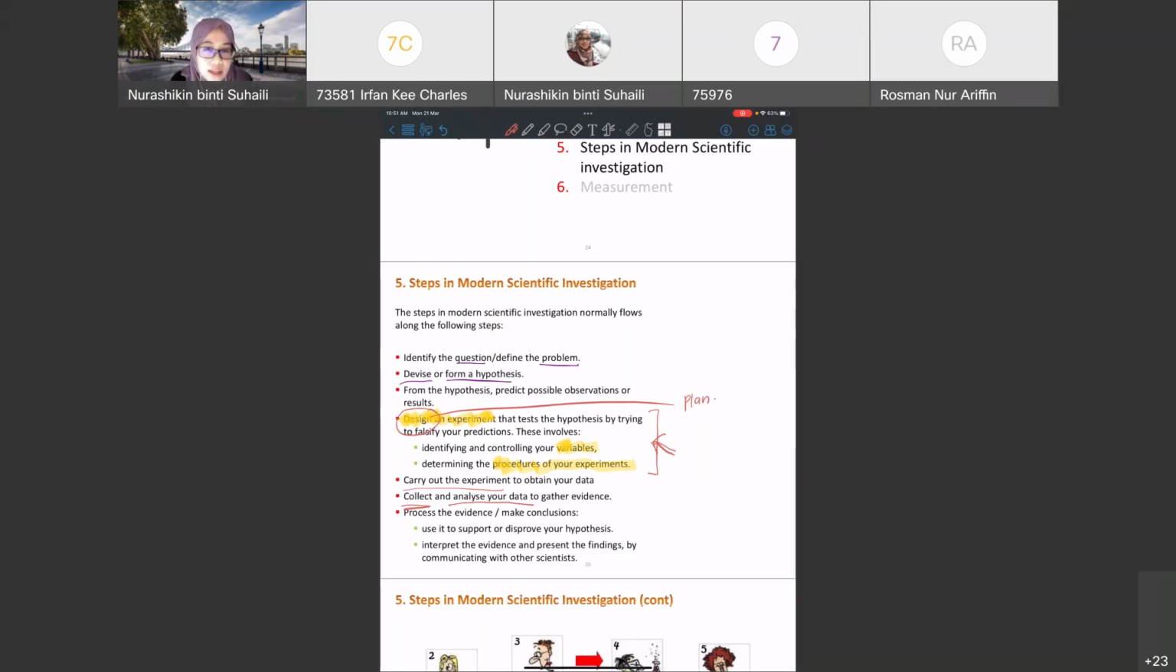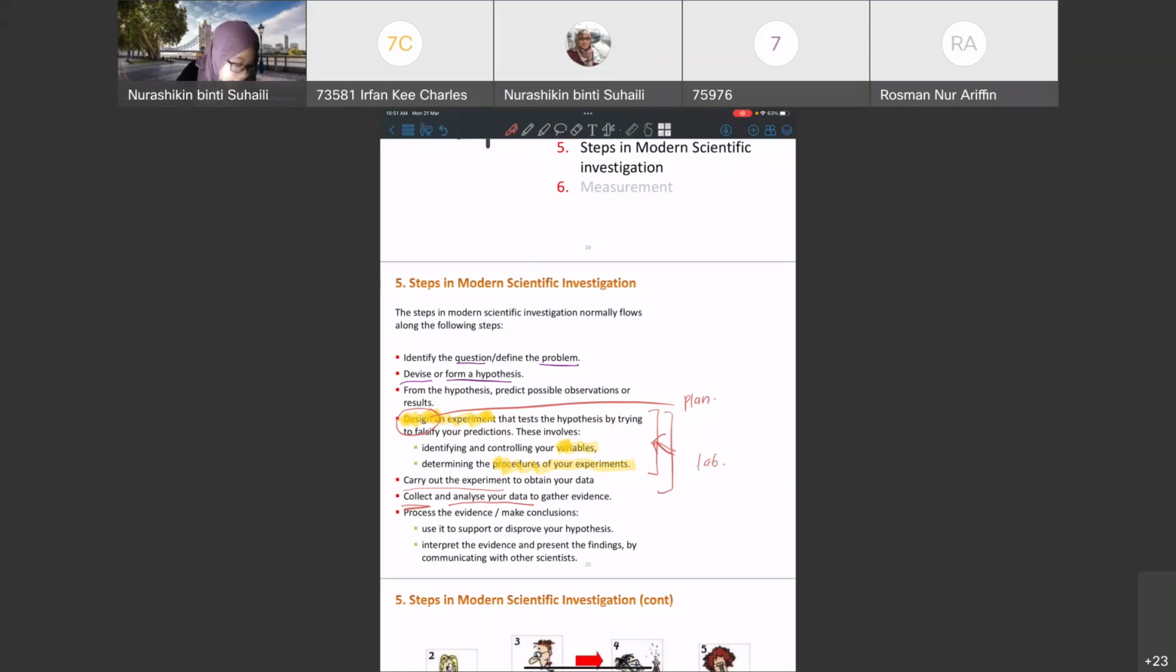You have to set it every 3 hours, every 2 hours, or every 4 hours. That one you have to plan. That's part of the design too. That is the process of collecting and analyzing your data. Okay, so this one is in the lab, all of this is in the lab.